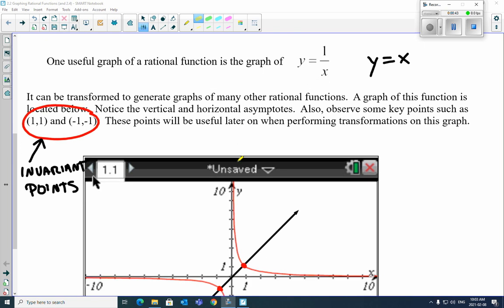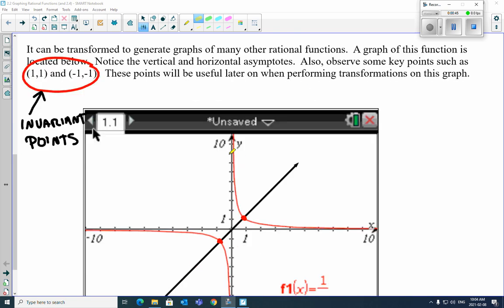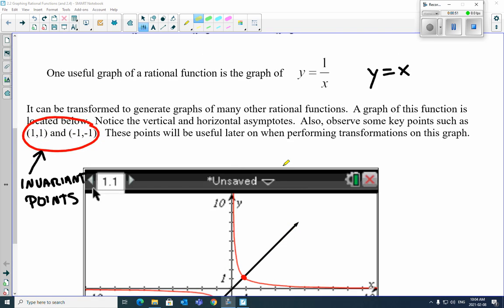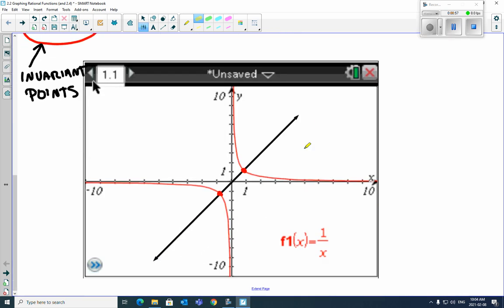So there's some really key points here. And again, the invariant points is coming back. So 1, 1 on both graphs, right? If you plug in x is 1 here and y equals 1, right? And if you do that over here, x is 1, y equals 1. So, and it works for negative. So that point there, that red dot and that red dot, these ones right here are invariant points. That's the key thing here.